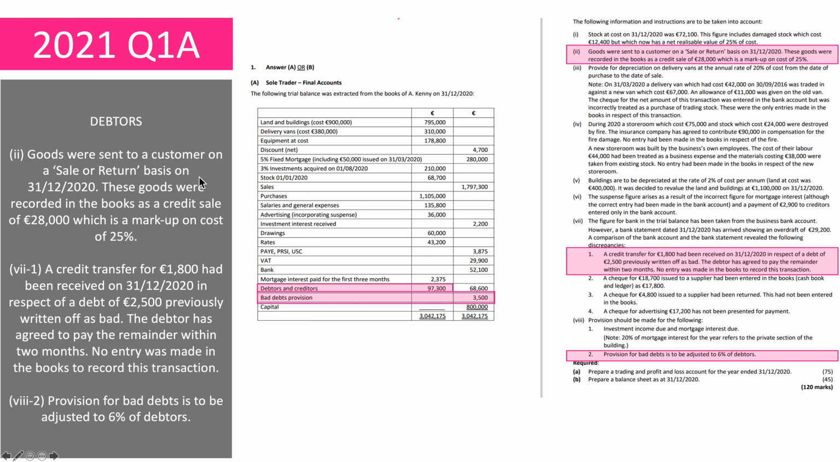So adjustment 2, goods were sent to a customer on a sale or return basis on the 31st of the 12th, 2020. These goods were recorded in the books as a credit sale of €28,000, which is a markup on cost of 25%. Number 7, part 1. A credit transfer for 1,800 had been received on the 31st of the 12th, 2020 in respect of a debt of 2,500 previously written off as bad. The debtor has agreed to pay the remainder within 2 months. No entry was made in the books to record this transaction. And then number 8, part 2, provision for bad debts is to be adjusted to 6% of debtors.